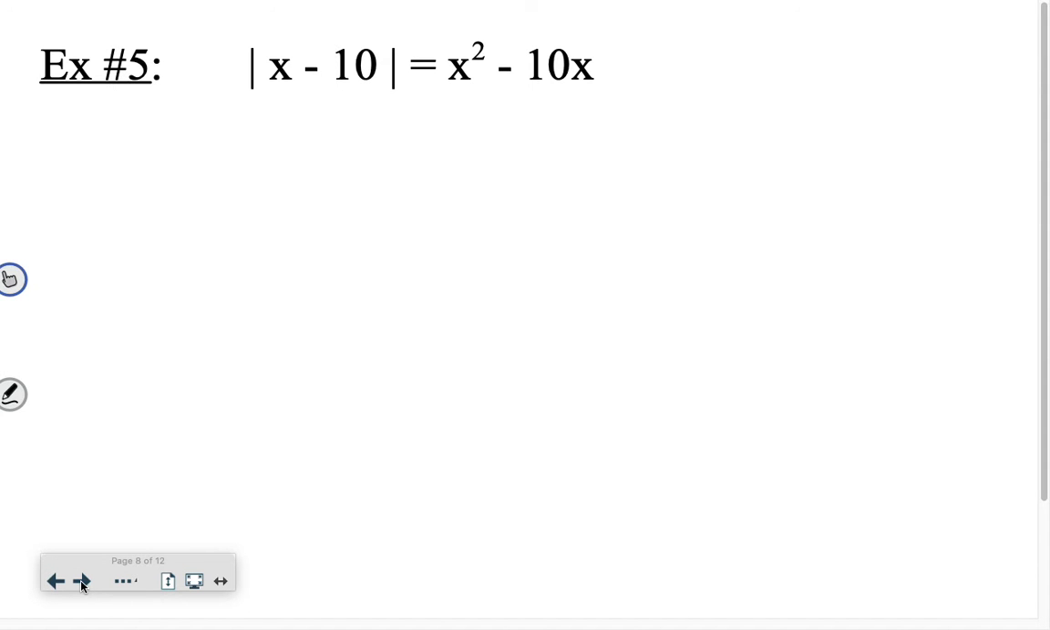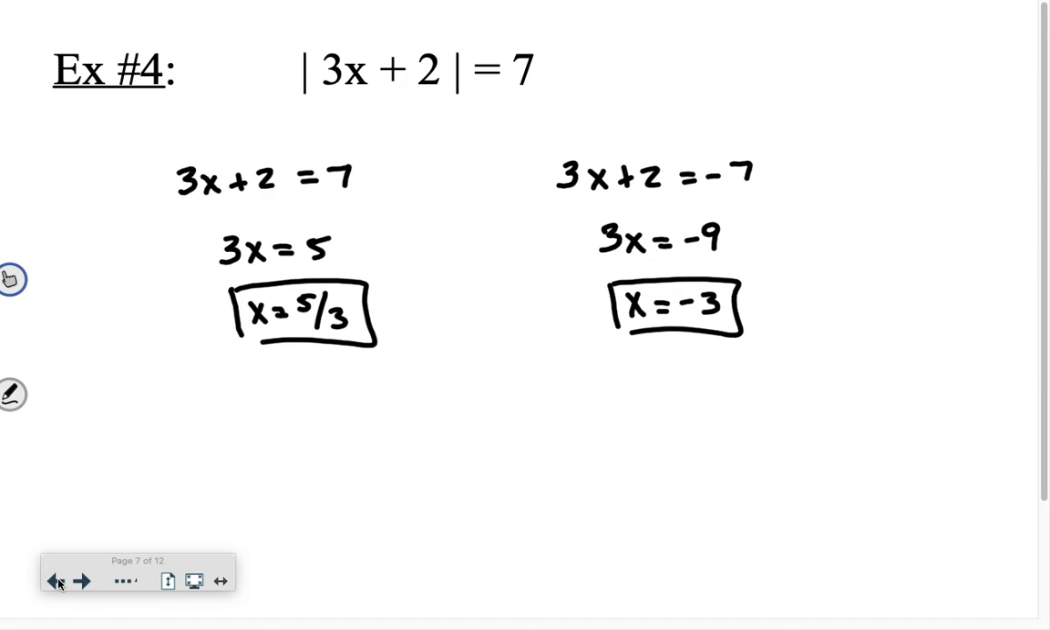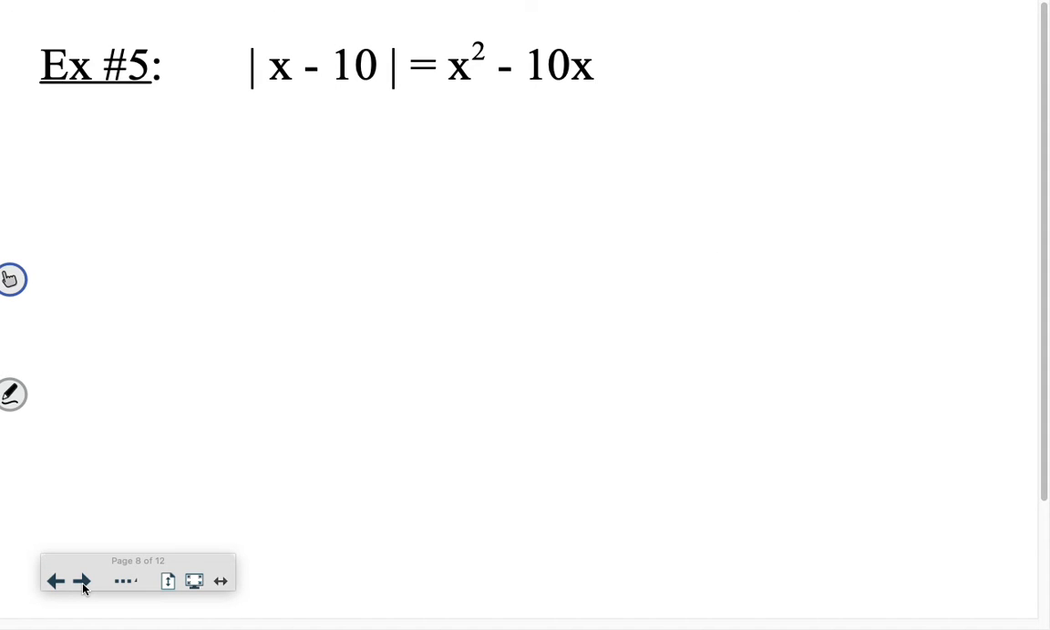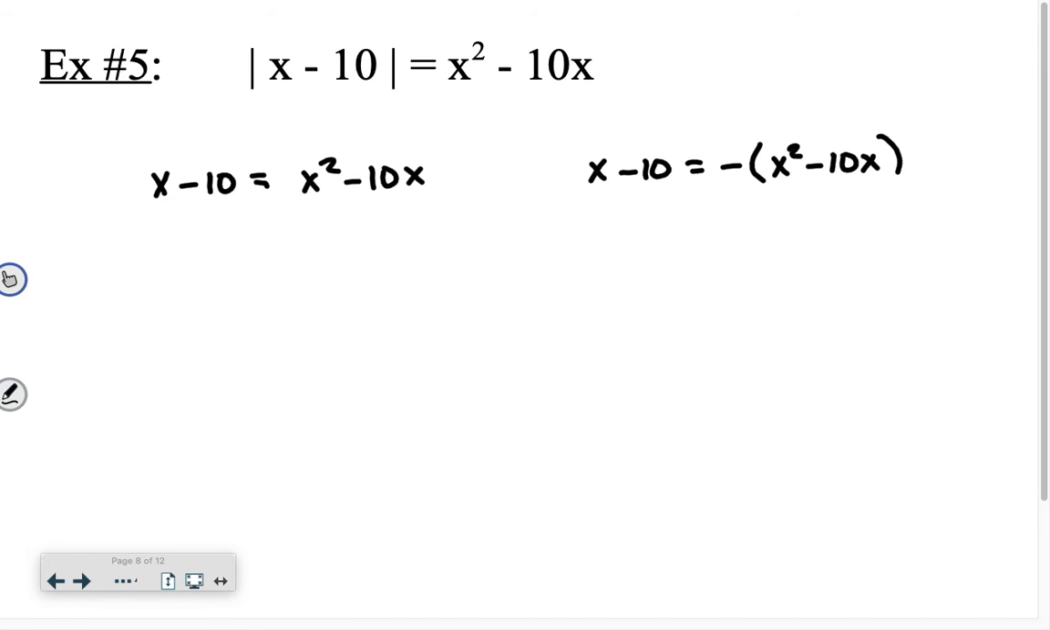Okay, keeping the same concept. Messier because now it doesn't equal a number, it equals an algebraic expression. But conceptually still the same thing. Just like we said here, whatever it's equal to, it's got to either be the positive or negative of that. Same thing here. That means x minus 10 has to either equal x squared minus 10x, or x minus 10 has to equal the opposite of that, the opposite of x squared minus 10x. There's your two equations with the same concept. There's just more algebra in this one.